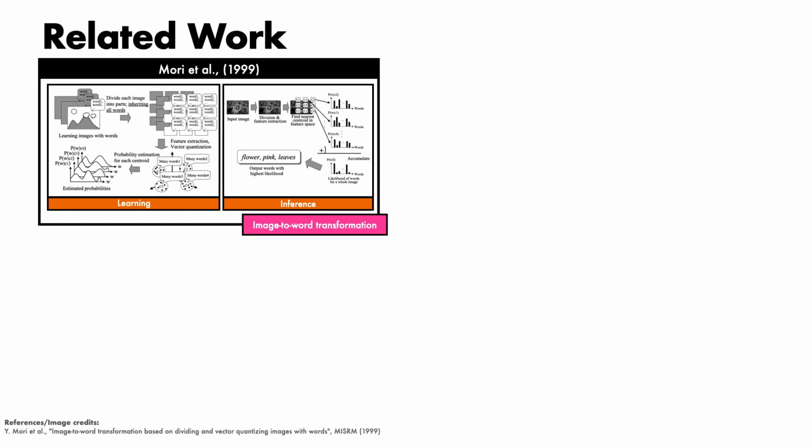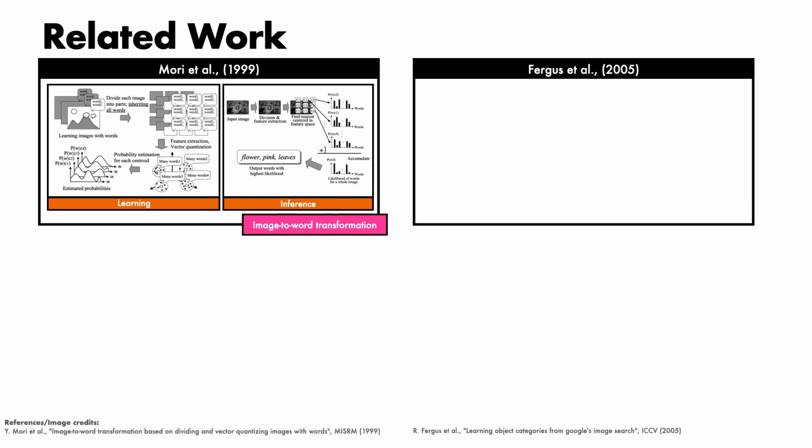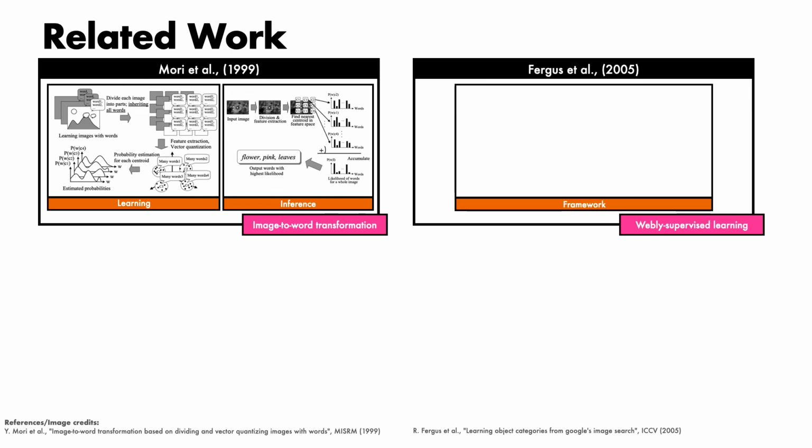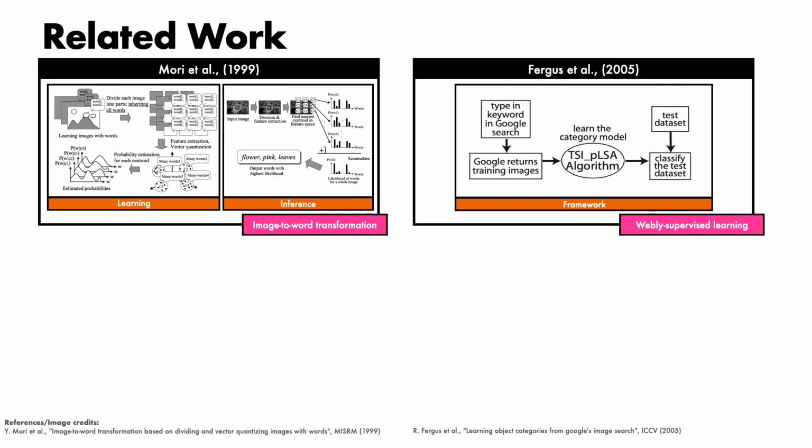A second important aspect of CLIP is its use of large-scale image-text data sourced from the web using search engines for scalability. An example of an early work by Fergus et al., exploring what has later come to be known as webly supervised learning, demonstrated the utility of scaling up training data with search engines. Their framework consisted of entering keywords for target categories of interest into Google image search, collecting the results, and using them to train a category model. Each test image was then classified using the model learned on the search results.